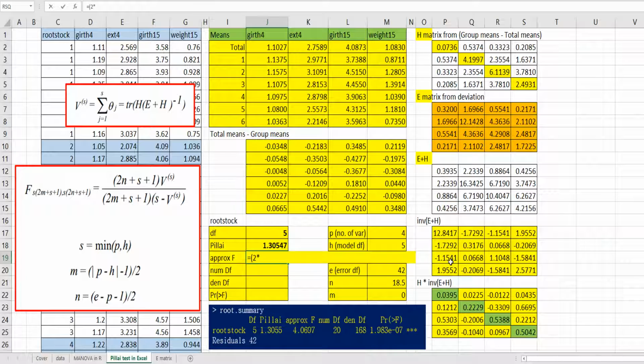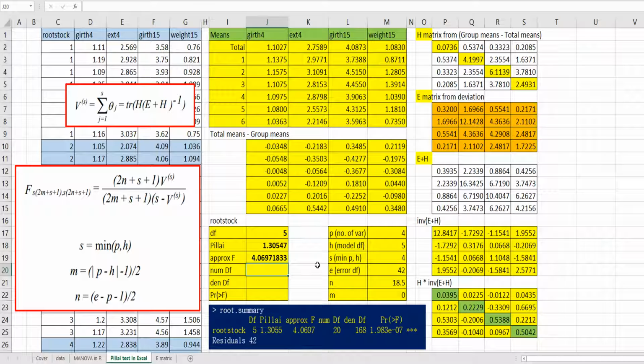2 times n plus s value here plus 1, times this one v, and over 2 times m plus s plus 1, times s value here minus v. Right, this is the same as this one.